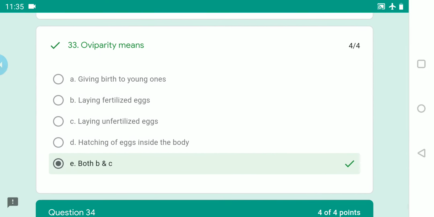Then oviparity means ovi. The definition of oviparity: animals laying fertilized or unfertilized eggs. So in general we can also say egg laying, the process of egg laying. Oviparity means the animals which lay fertilized or unfertilized eggs are called oviparous.